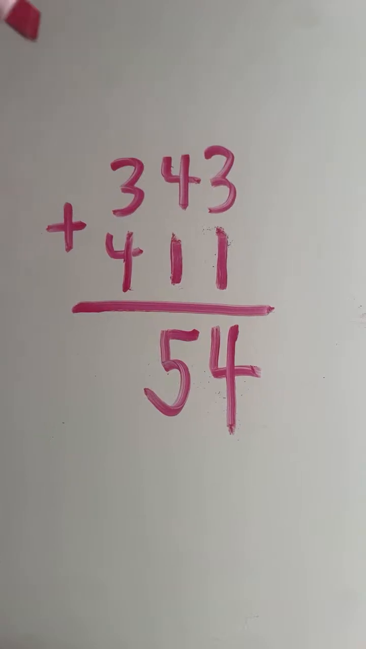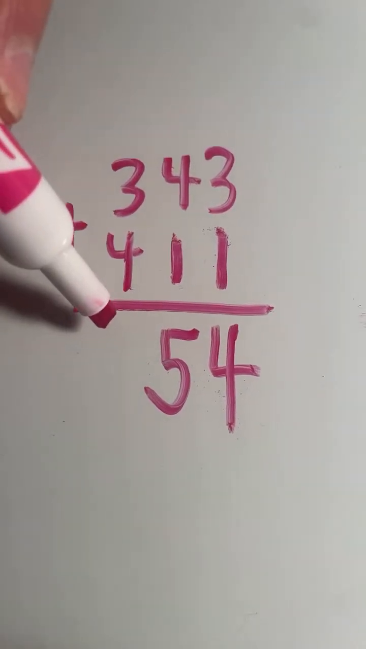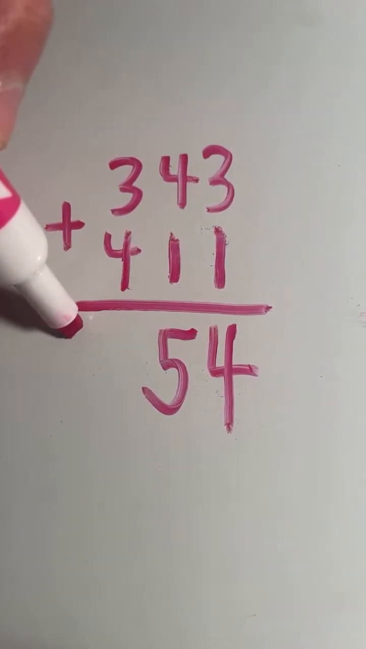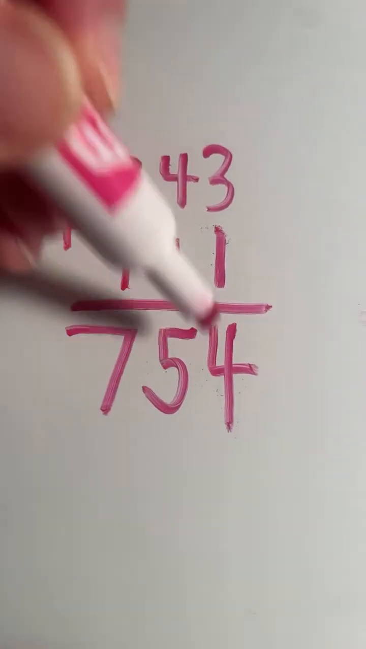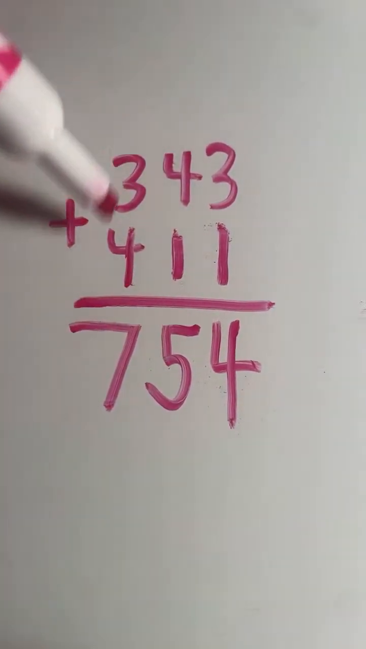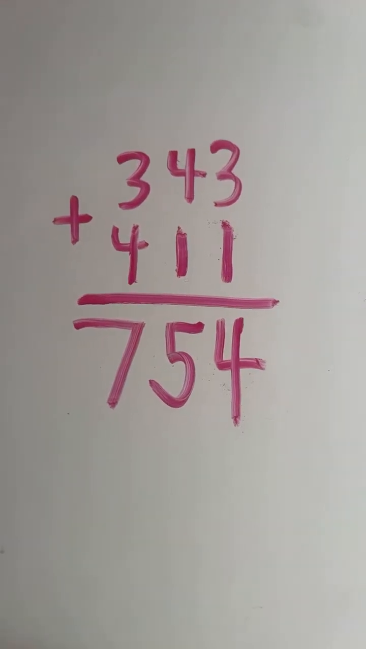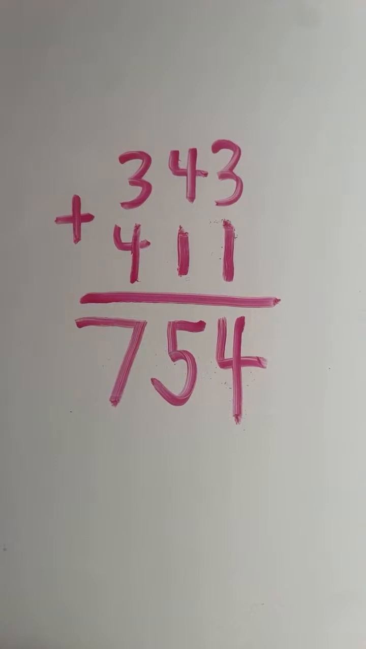Next, we're in the hundreds place. We're going to add 3 plus 4. 3 plus 4 equals 7. 3 plus 1 equals 4. 4 plus 1 equals 5. 3 plus 4 equals 7. And we have our final answer, 343 plus 411 equals 754.